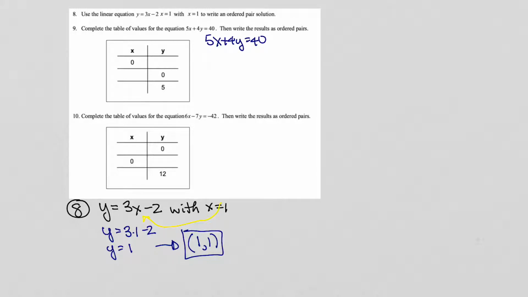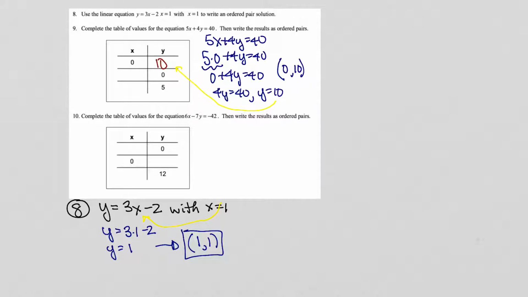And if you use 0 for x, it comes out to be this. 5 times 0 plus 4y equals 40. But 5 times 0 is 0 plus 4y equals 40. And then 0 plus 4y is just 4y equals 40. And when we divide, of course, we'll get y equals 10. Now, ordered pair solution would be this one. When x is 0, y is 10. But I can just do that right over here. I can complete the table and put a 10 right in here.